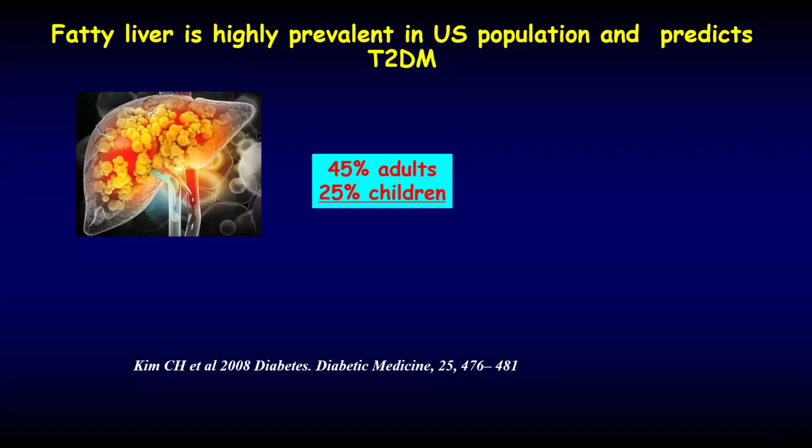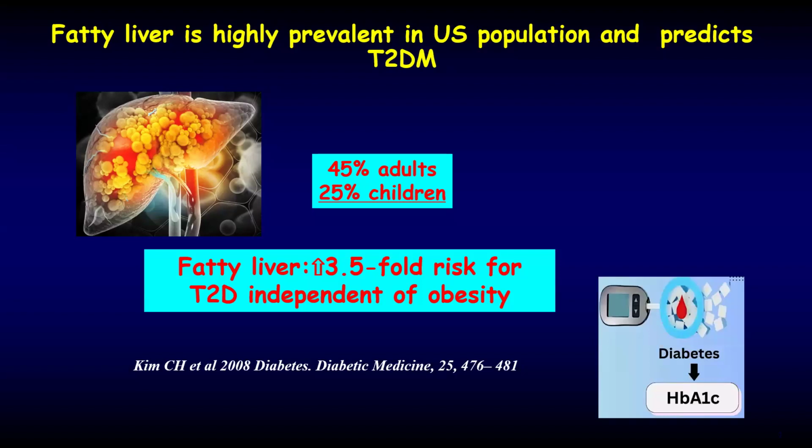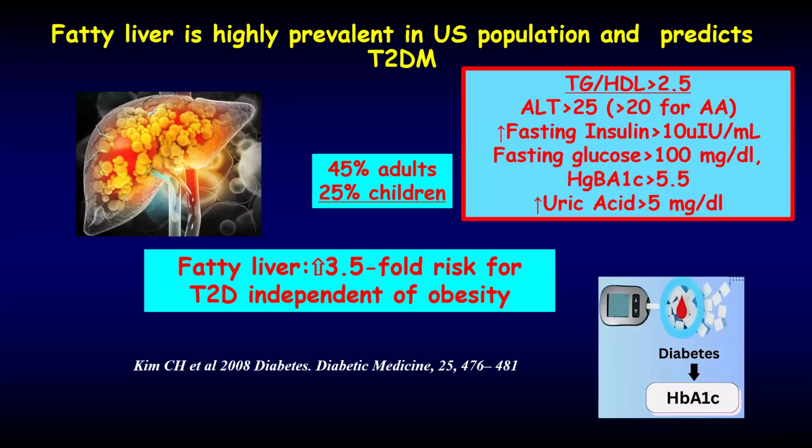A child doesn't drink alcohol, so it's clear something else is causing it. And once you have fatty liver, your risk of type 2 diabetes is 3.5-fold higher. So fatty liver always comes with diabetes. It's a matter of time, okay? And how do you diagnose fatty liver? We have ways to diagnose it.